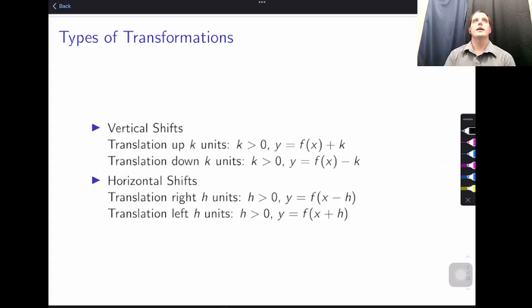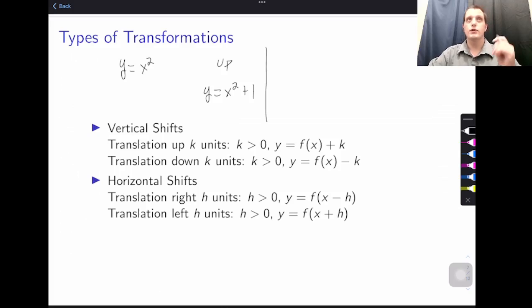All right, so now we're going to have different types of transformations. First we're going to start off with vertical shift, and I'm going to use an example here of the quadratic family. So we have our y is equal to x squared. And if we have a translation upwards, then we could get something along the lines of y is equal to x squared plus 1.